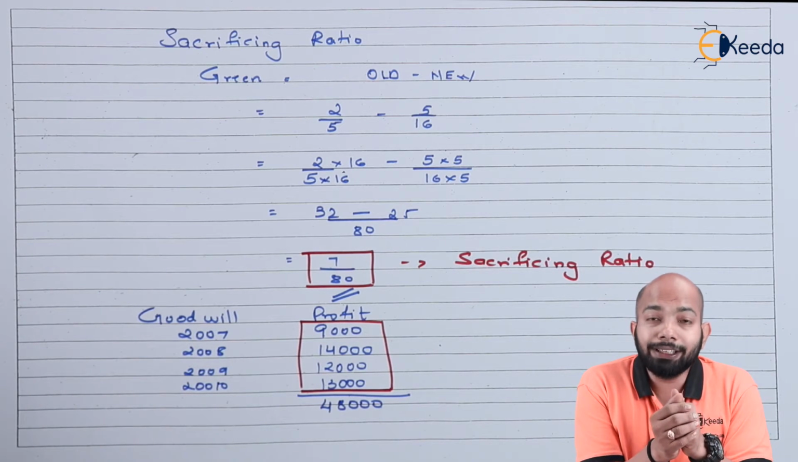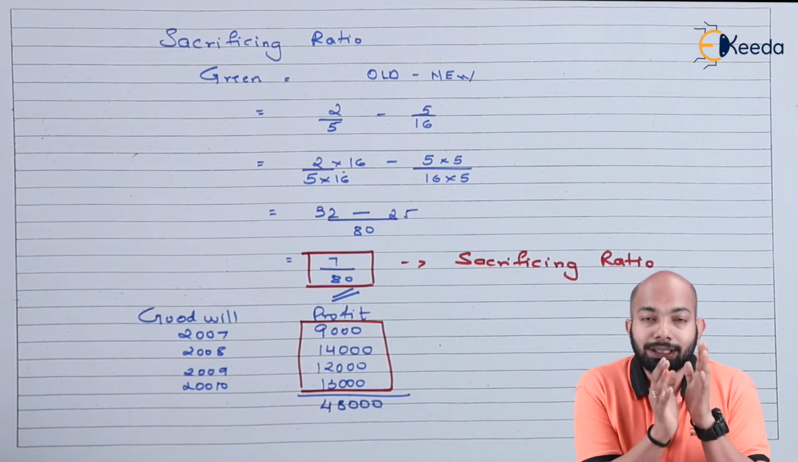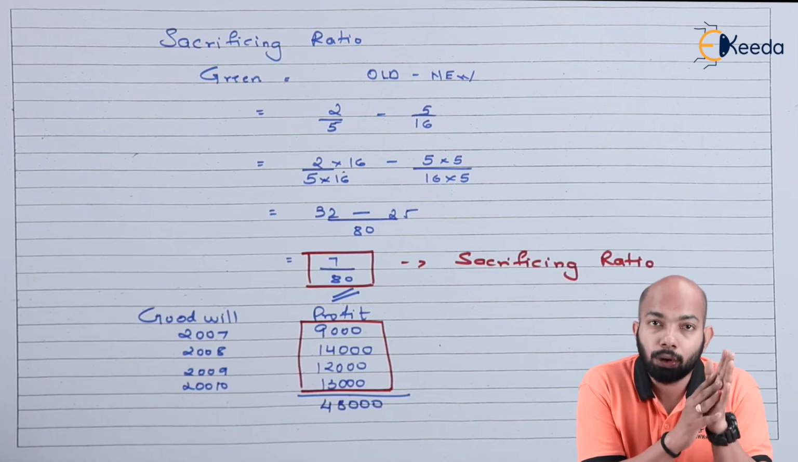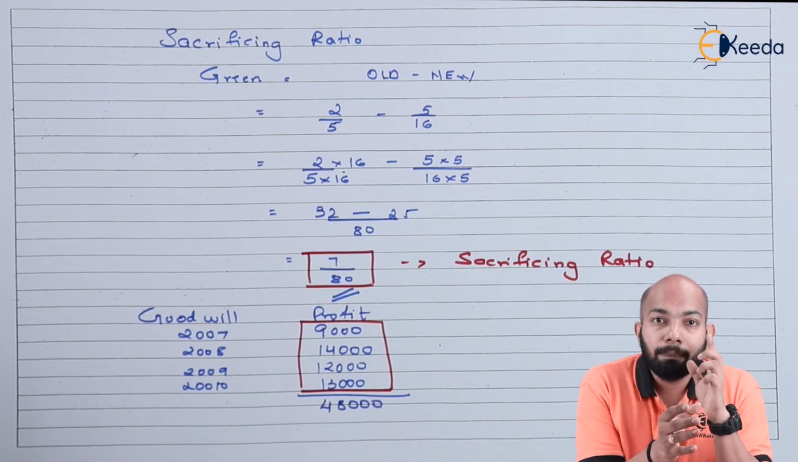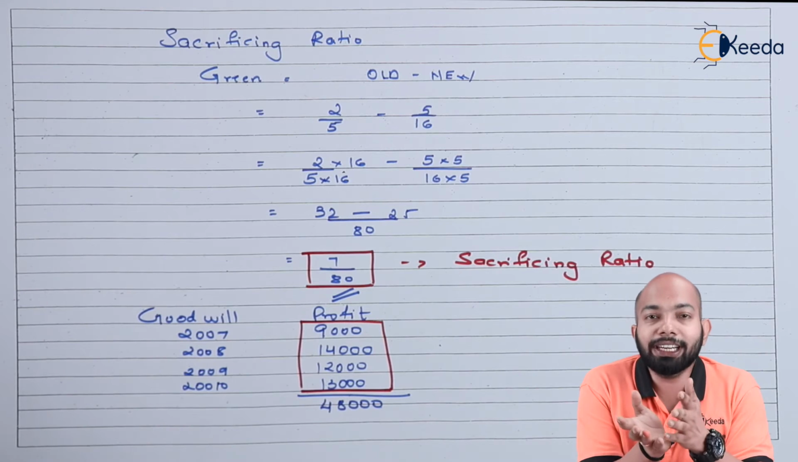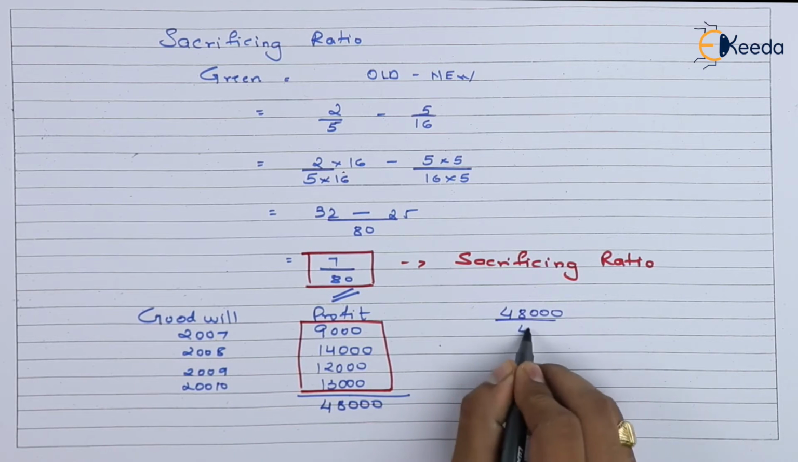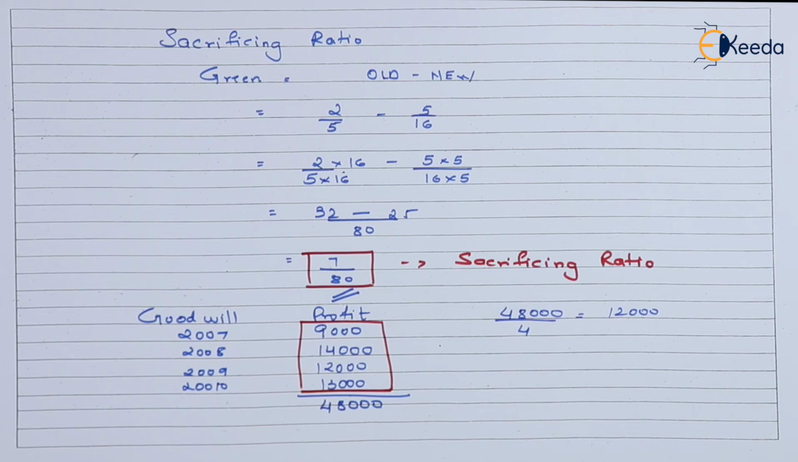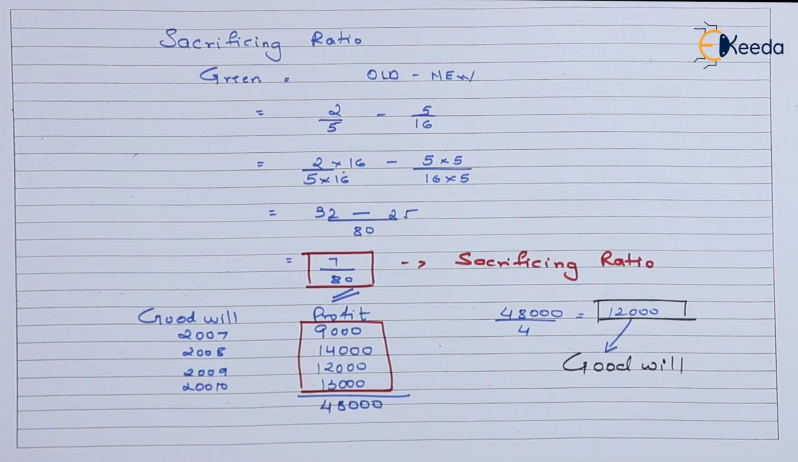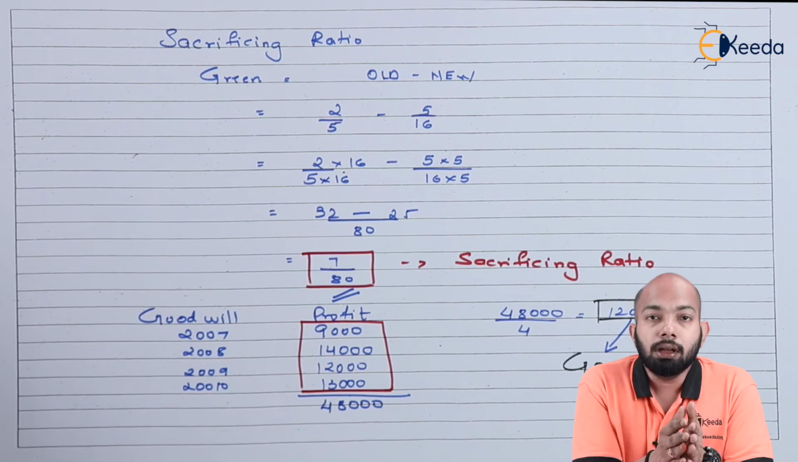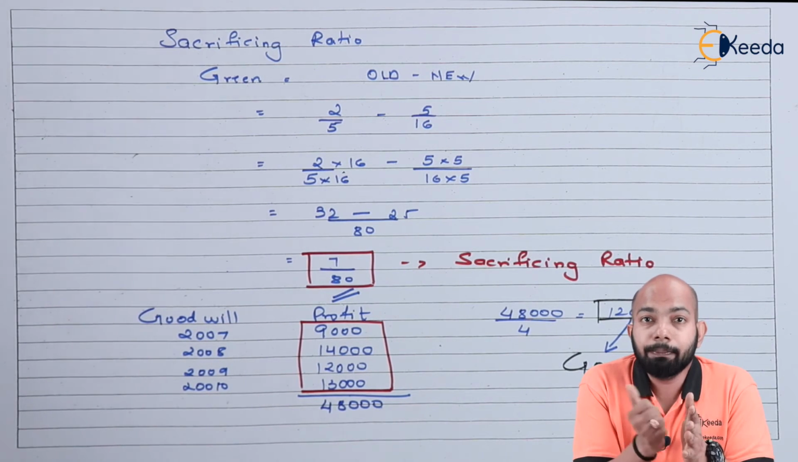Now the total of all the profit that comes for the 4 years is 48,000. So this is the 48,000 total profit for all these years. To figure out the average profit via simple method, just divide 48,000 by the number of years. That means 4 years profit, so divided by 4. So the average profit that has been calculated is mentioned here.